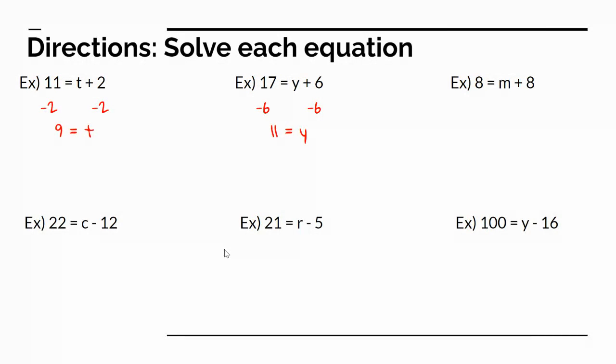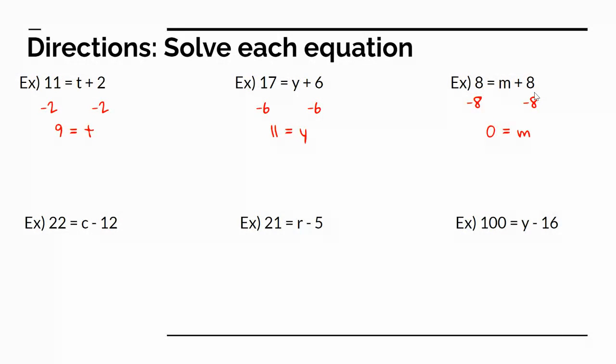And again, if we have 8 equals m plus 8, the plus 8 on the right side, right here, is the one that's preventing m from being alone and by itself. So this is the one we need to get rid of. The opposite of a plus 8 is minus 8. So using inverse operations, we subtract 8 from both sides. 8 minus 8 is 0.